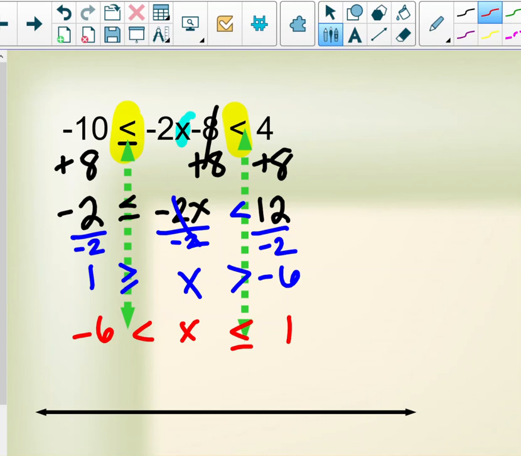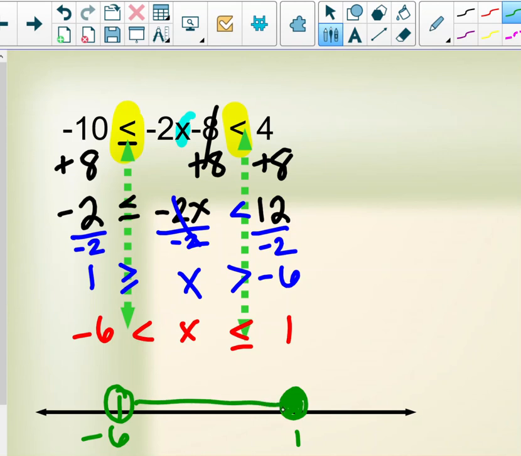So now I need to go ahead and graph. Notice the number line that I'm given here doesn't have numbers on it, so I'm just going to label my -6 as my smaller number, my 1 as my larger number. I should have an open circle at -6, a closed circle at +1. And again, when I read this, x is less than or equal to 1, so I'm shading this way, and x is greater than -6.